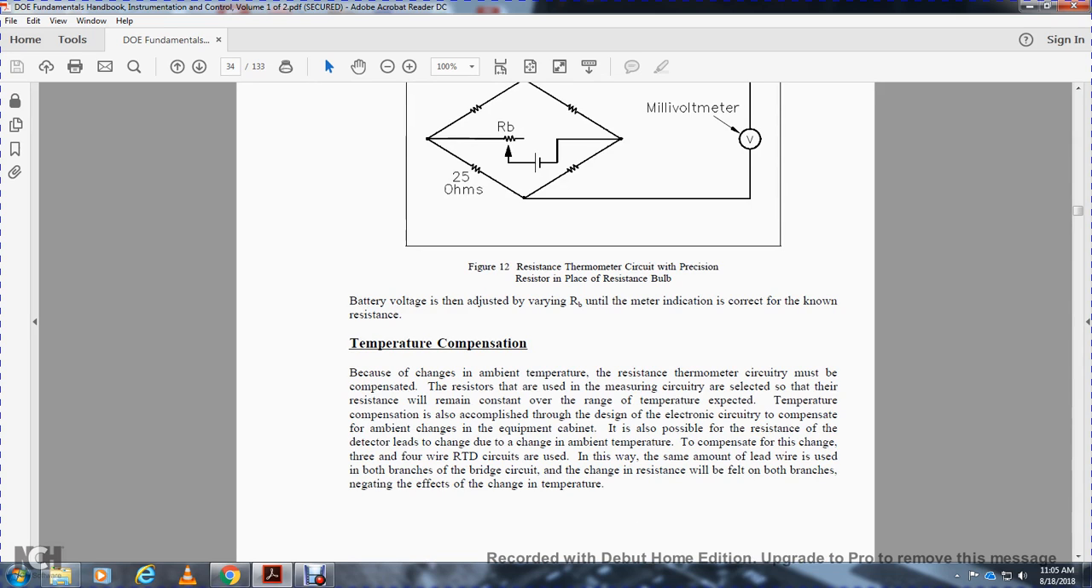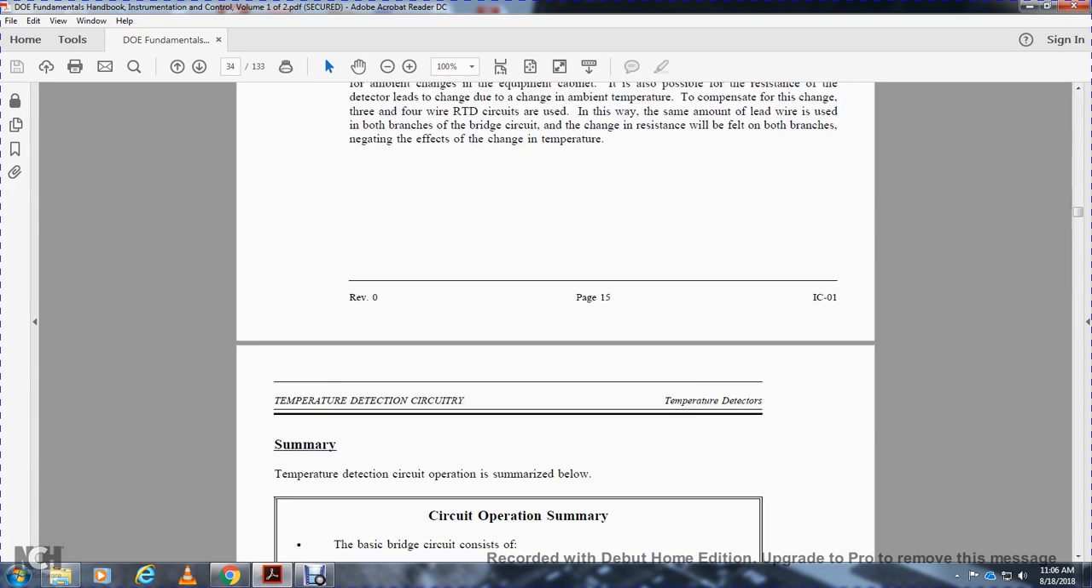Temperature compensation: changes in the ambient temperature affect the resistance thermometer, so the circuitry must be compensated. Compensation is accomplished by selecting the resistance of the measuring circuit to remain constant over the range of the expected temperature, through the design of the electrical circuitry, which compensates for the ambient temperature of the equipment, and through the possible resistance of the detector lead wires. In the 3 to 4 wire resistance temperature detector circuit, the same amount of lead wire is in both branches of the bridge circuit, so the change in resistance is felt by both branches, negating the effect of the change of temperature.